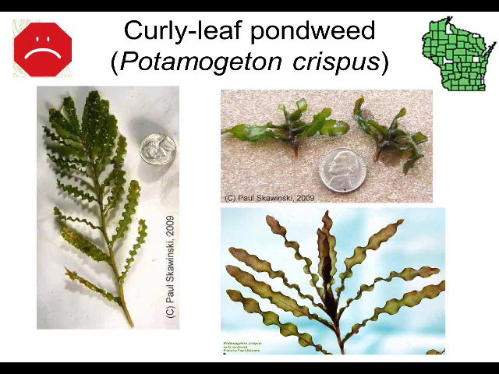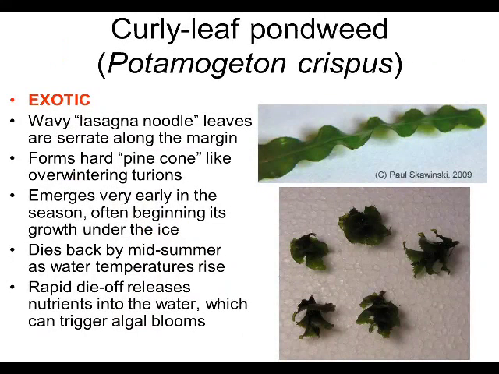The other bad guy we're going to talk about is Curlyleaf Pondweed. Again, this is a species that was introduced from overseas. It was actually a very popular aquarium plant many decades ago, and everyone imported it, and it got spread around Wisconsin.